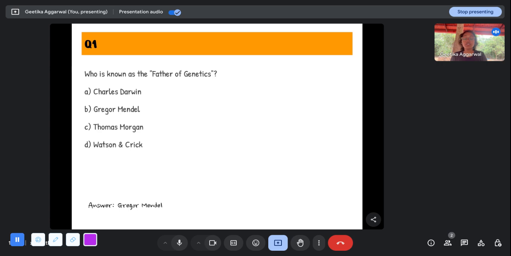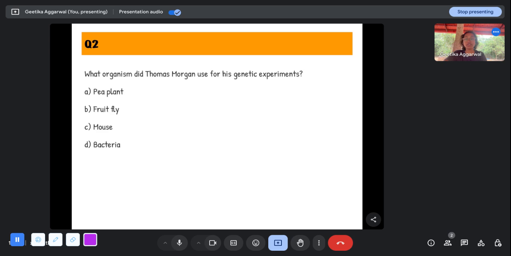The correct answer to this question is Gregor Mendel, as we already discussed. Gregor Mendel, with all of his contribution to the field of genetics, is known as the father of genetics. What organism did Thomas Morgan use for his genetic experiments? Pea plant, fruit fly, mouse, or bacteria? Which of these model organisms did Thomas Morgan use for his genetic experiments?